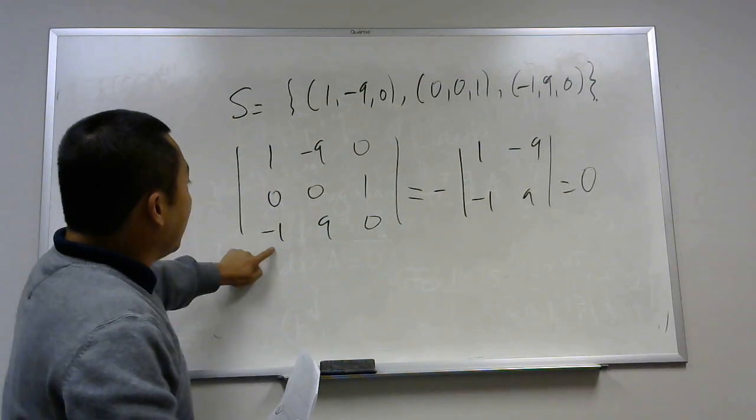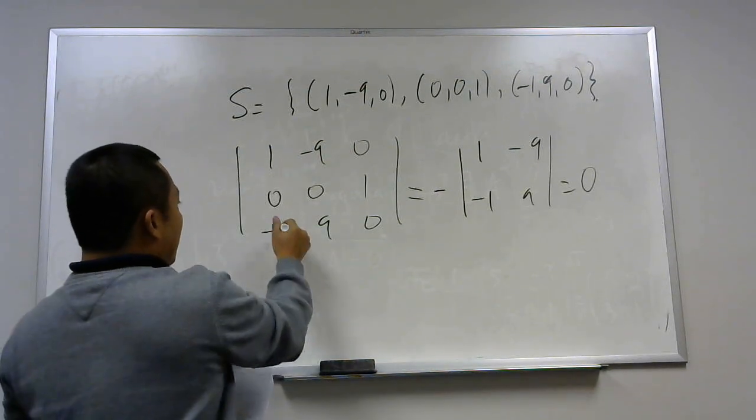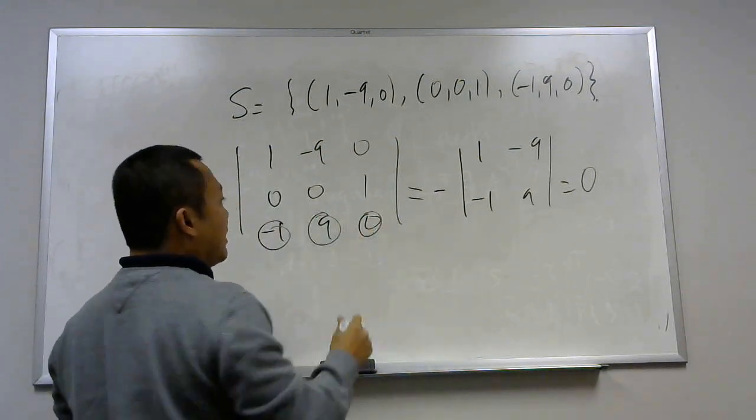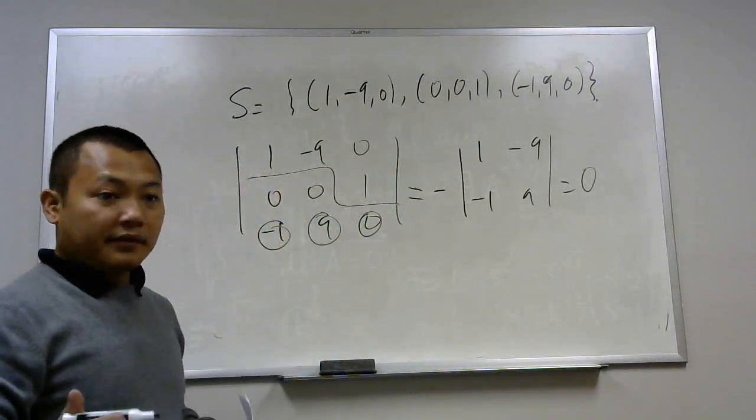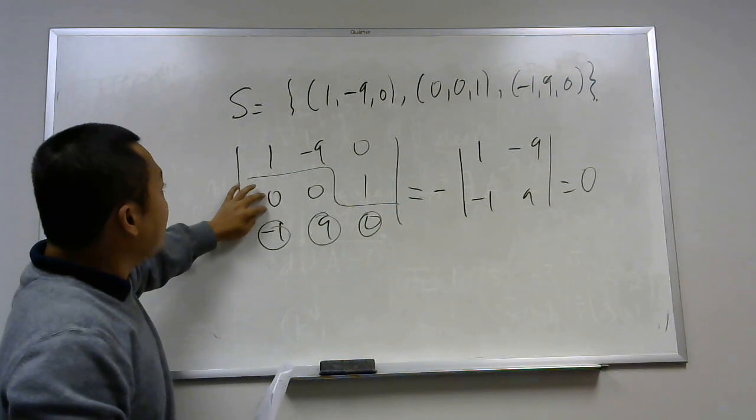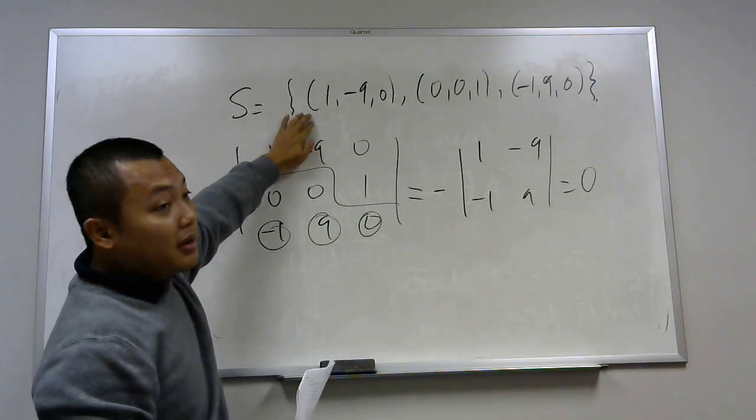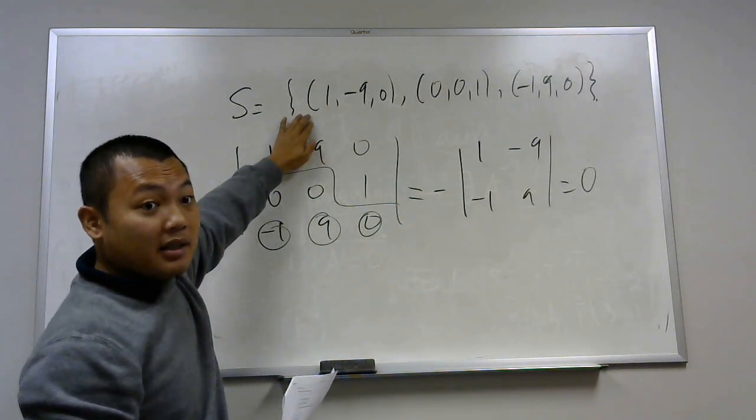So here I have 1 here, negative 1. I just add this to this. I get 0 in here, 0 in here, 0 in here, right? So finally, this is the row echelon form. Perfect. This vector and this vector are still in the subspace generated by vectors in S.